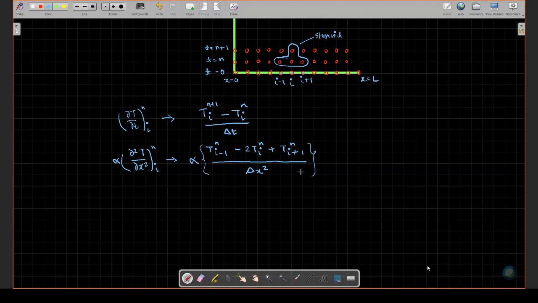Okay. So this is the discretization. If you substitute this in your governing equation, it looks like this. So I'll just rewrite everything. Maybe it is a repetition, but we'll just write it. Substituting properly, it is equal to alpha times Ti minus 1 minus twice Ti plus Ti plus 1, all nth level values, over delta x square.